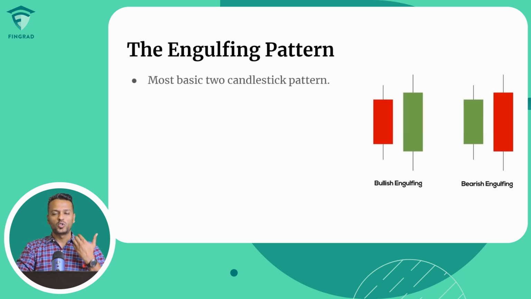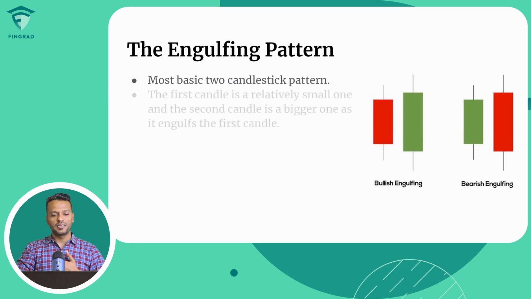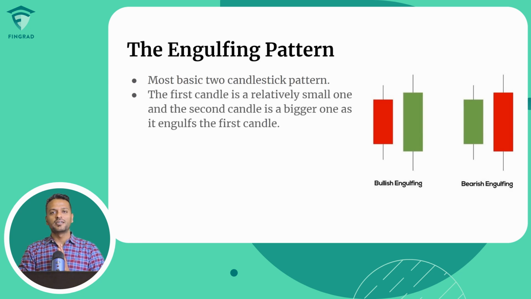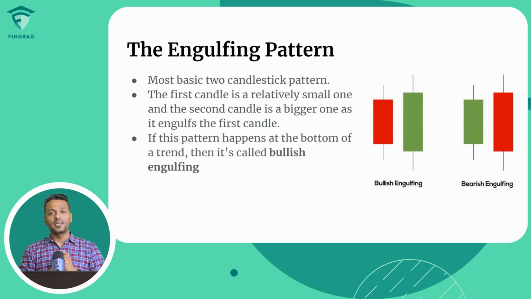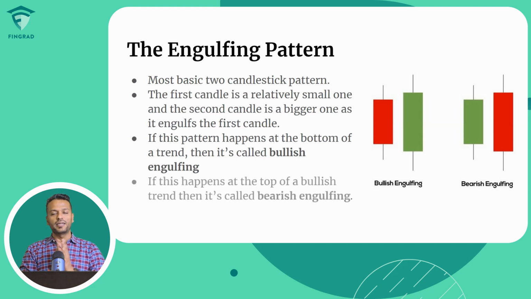This is the most basic among the 2 candlestick patterns, and the first candle here is relatively small as compared to the next candle. So in case of an engulfing candle, the second candle is completely engulfing the first candle. Now if this pattern is happening at the bottom of a bearish trend, we can call it a bullish engulfing, and if this pattern happens at the top of a bullish momentum, we can say it's a bearish engulfing candle which has happened in the market.